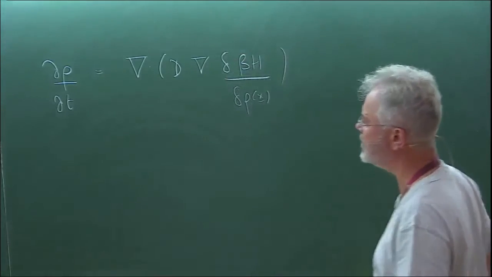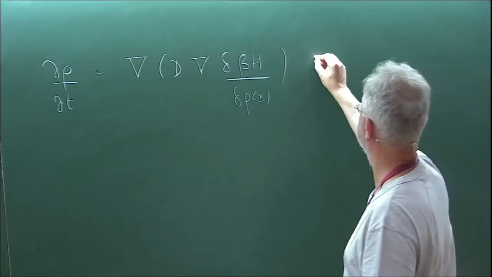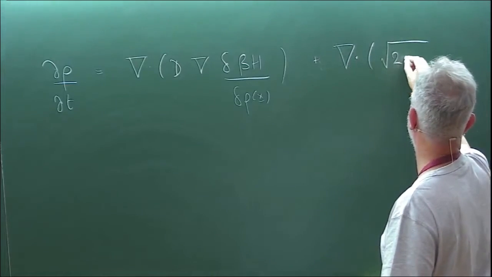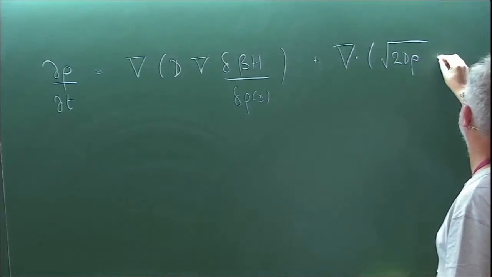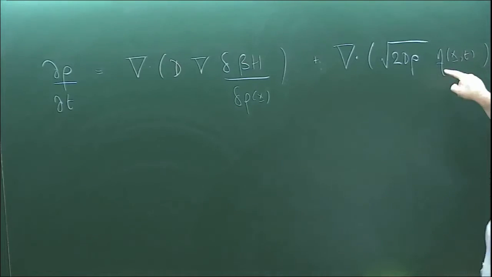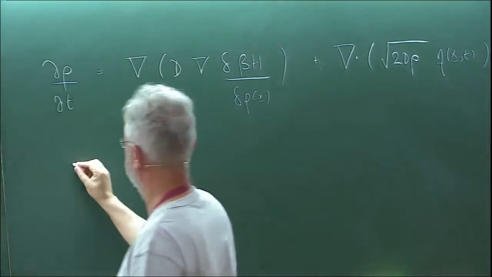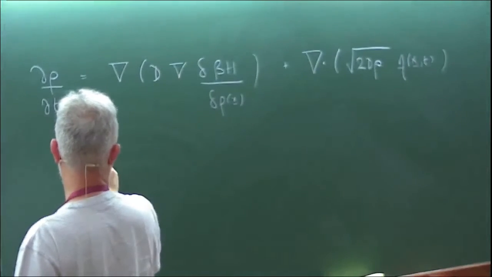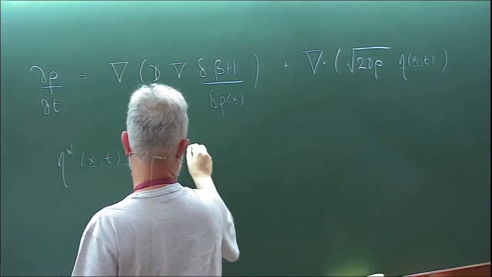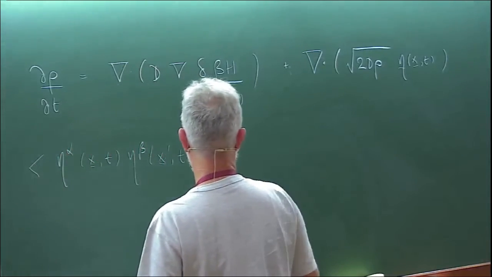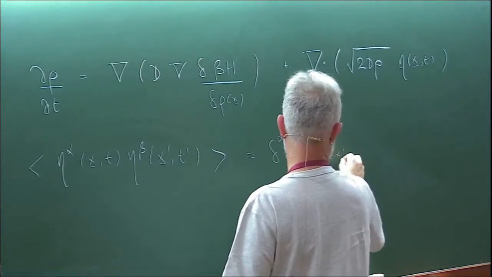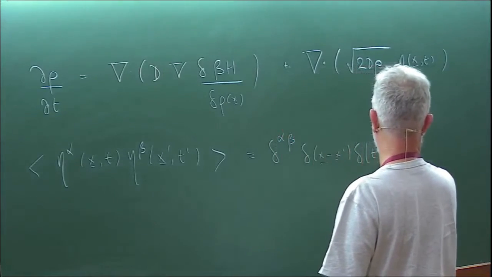So it has a term that looks like this. And it has another term, a noise term, which is given by the divergence of the square root of 2D times the density field times eta of x, t. So this is a vector white noise field. In terms of its spatial vector components, it has this correlation function. Everything's delta: delta alpha beta, delta of x minus x prime, delta of t minus t prime.